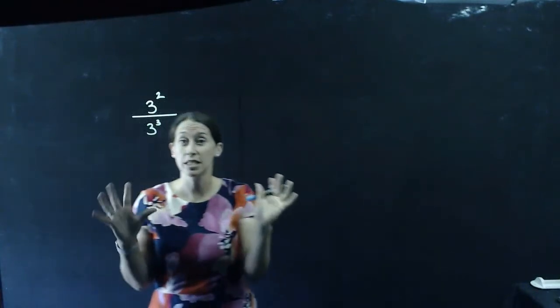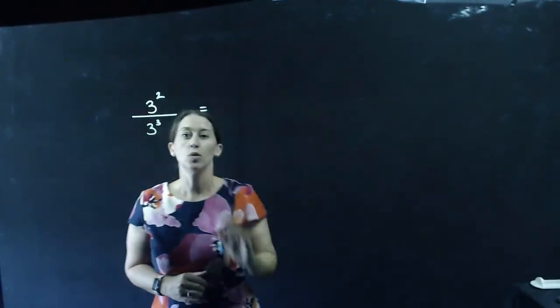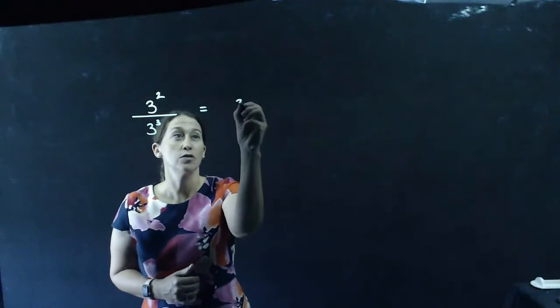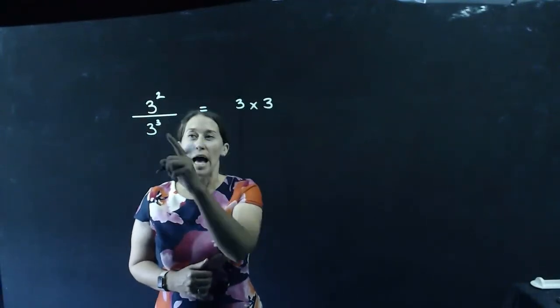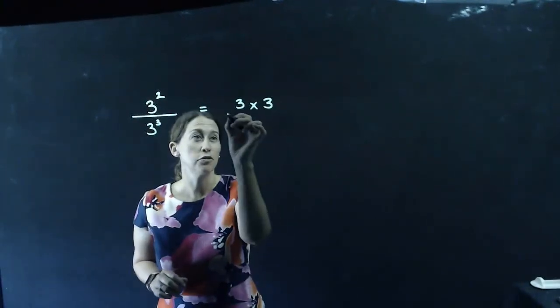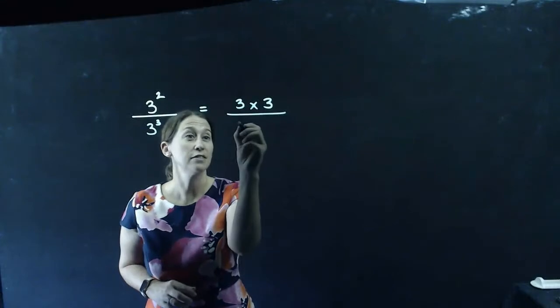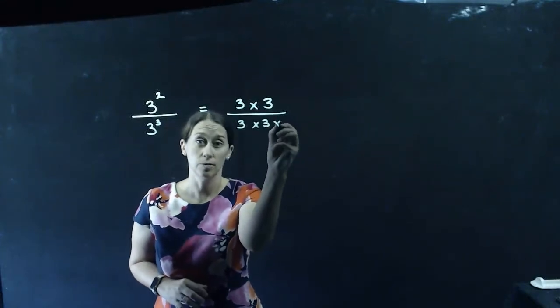Now I'm going to write it in expanded form. So let's write what 3 squared is. 3 squared is 3 times 3. And then on the denominator, we've got 3 cubed. So let's write that as 3 times 3 times 3.